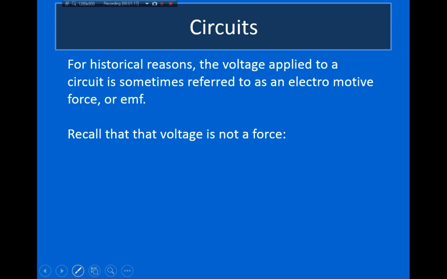Now, for historical reasons, the voltage that powers a circuit is sometimes referred to as an electromotive force, or an EMF. And an important thing to understand about the electromotive force is that that's not actually a force, it's just a misnomer. And we can see this because the EMF is a voltage, and we know that the voltage is defined as being the change in the potential energy that occurs when you add a charge to a system divided by the charge that you've added. So we can see that the EMF is going to have units of joules per coulomb, and that's not the same thing as the unit of force, which is newtons.